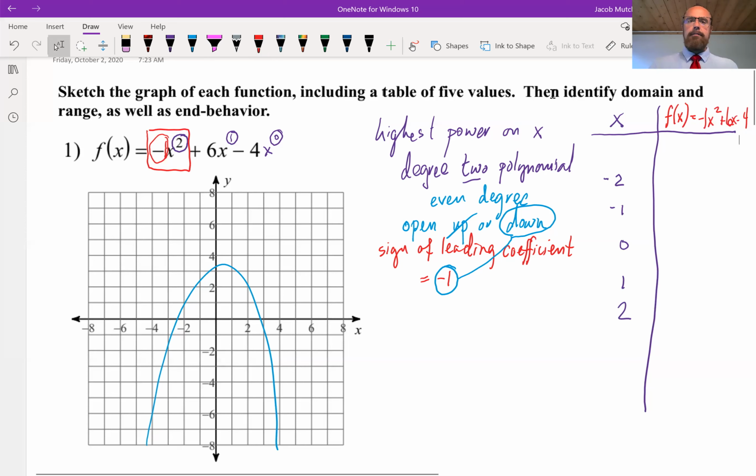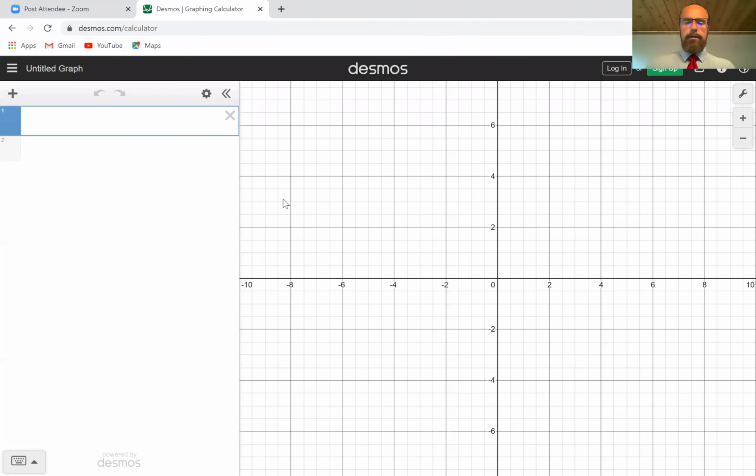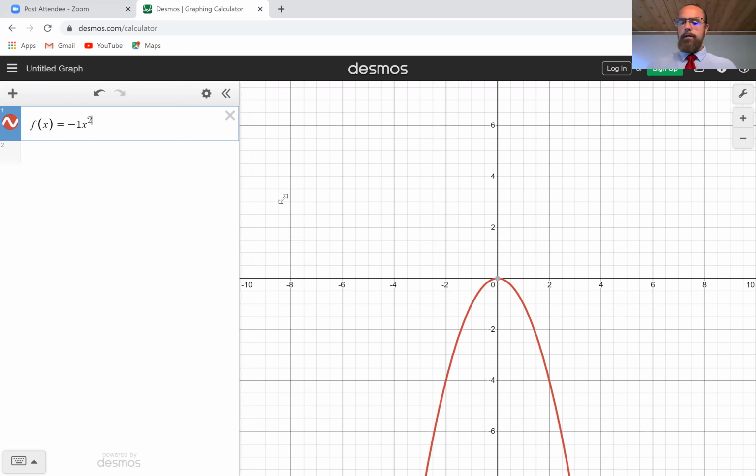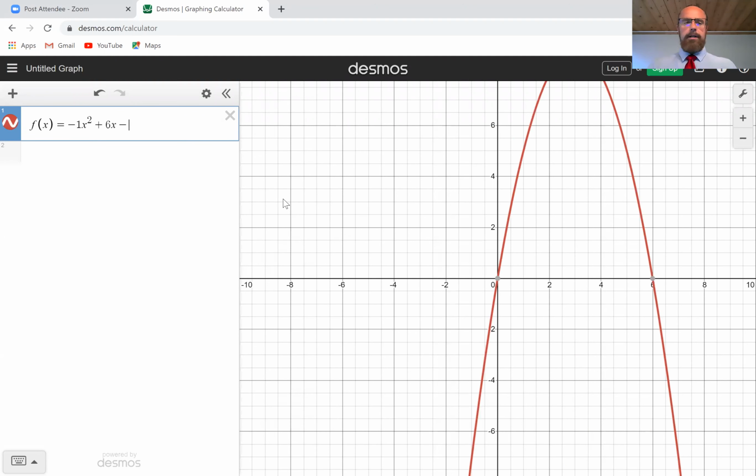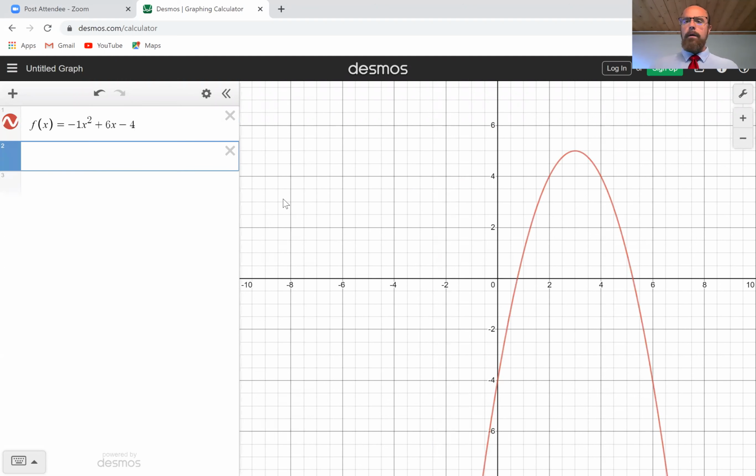and I'm going to write that function down. So negative x squared plus 6x minus 4, and let's calculate our table of values. So here on Desmos, I'm going to enter it starting with f of x equals negative 1, x to the power of 2 plus 6x minus 4. And I can see immediately from the graph that Desmos plots here that my prediction was fairly accurate.